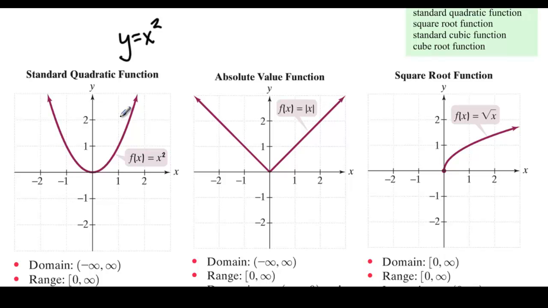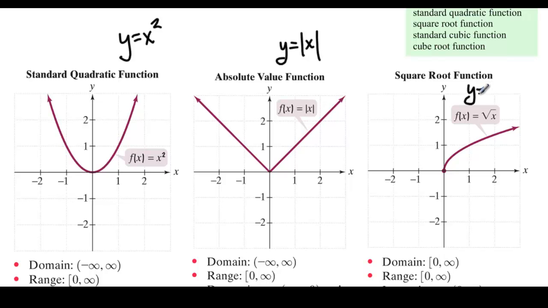For absolute value, so if you see f of x equals absolute value of x, or y equals absolute value of x, that looks like a V. And again, it's going to touch at the origin, and that's the point that we will be tracking whenever we do our transformations.